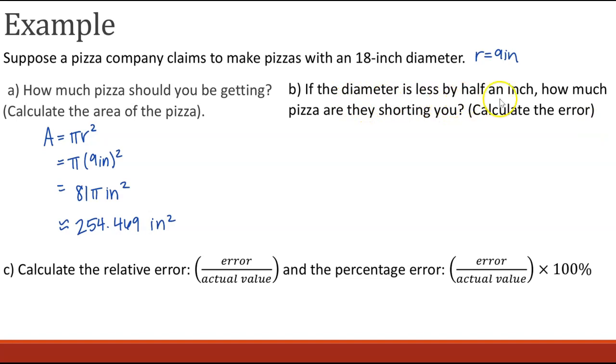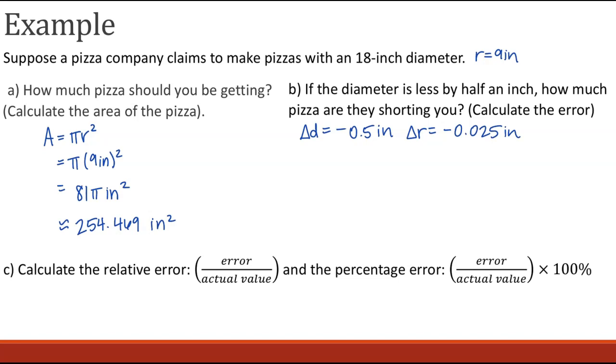We're told that the diameter is less by 1/2 an inch. So that means that the change in the diameter is negative. Since it's less by 1/2 an inch, we're changing the input, but we're making it smaller. So it's going to be a negative 0.5 inches. But our formula that we have dealing with area is in terms of the radius. So we're going to need to figure out the change in the radius, and the radius is always half the diameter. So the change in r, delta r or dr, is going to be negative 0.025 inches.